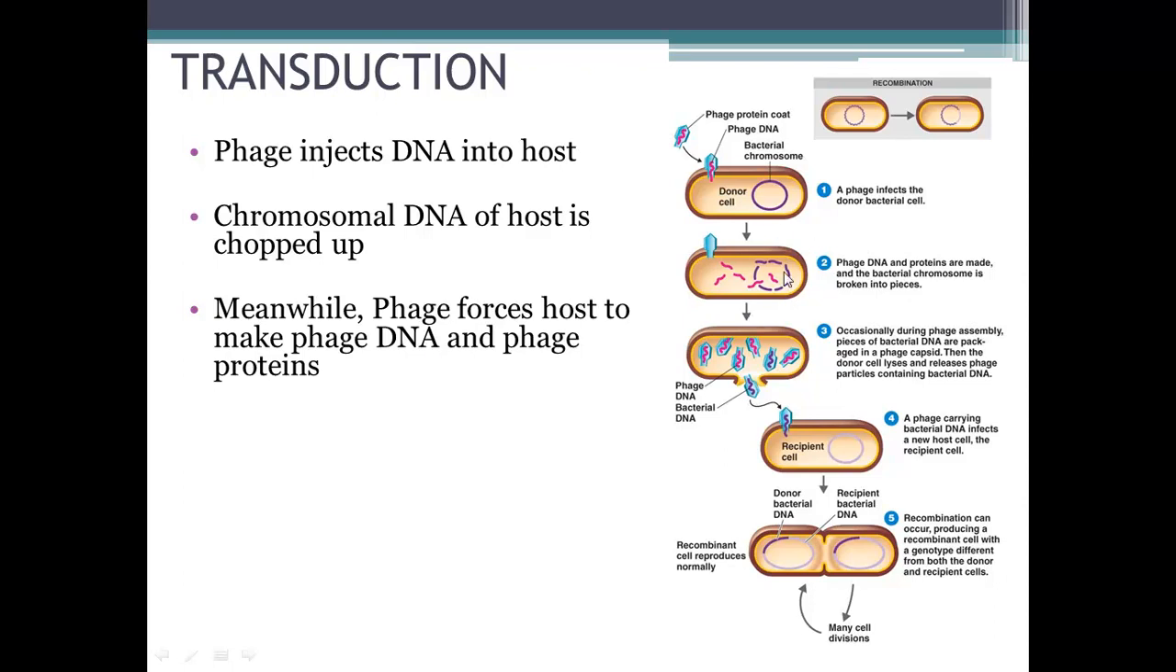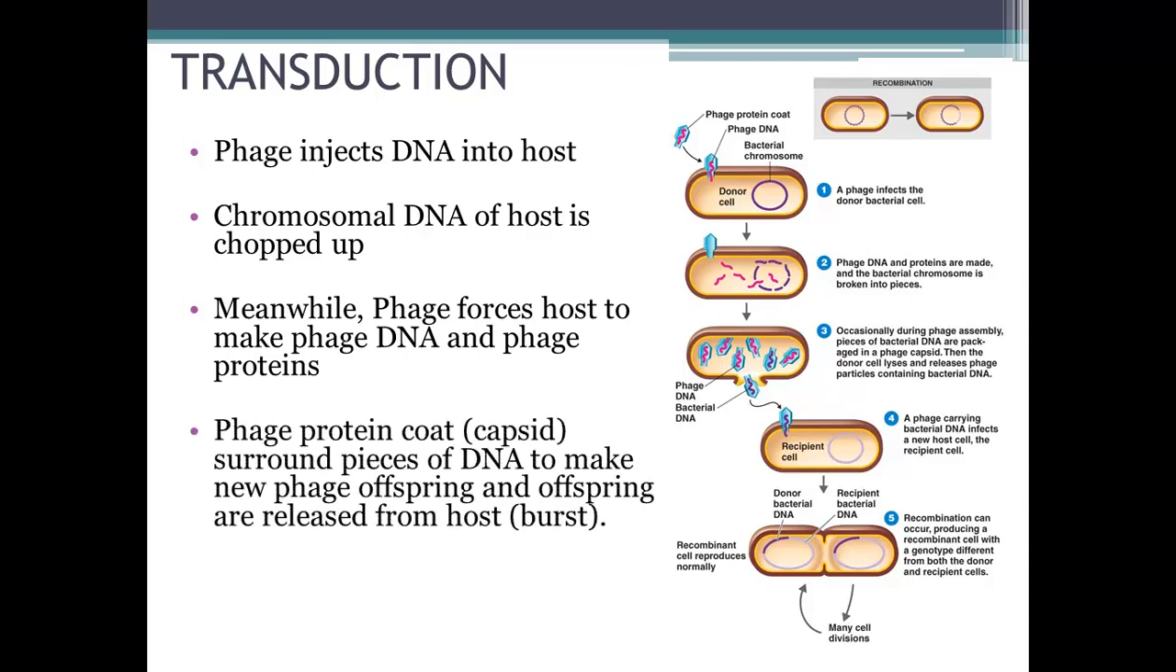So we chopped up the chromosomal DNA of the bacterial cell, and the bacterial cell is now forced to make some of the phage DNA and proteins. The phage protein and capsid surround the pieces of the DNA to make new phage offspring. Sometimes when it's doing that, it's packaging some of the bacterial chromosome DNA. Do you see that? The pink represents the phage DNA, the purple represents the bacterial DNA, and it's packaging some of the bacterial DNA. And when it does that, it's going to be released from the host by lysing it. So the cell lyses, releasing some of the viruses.